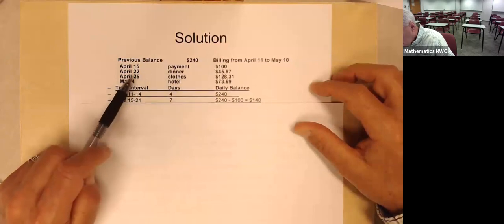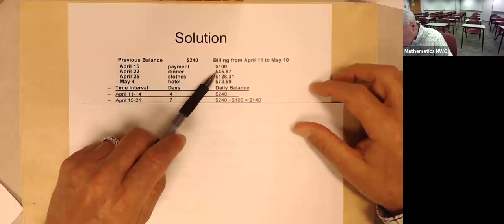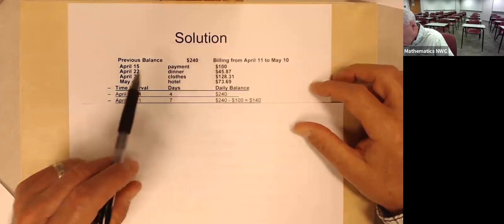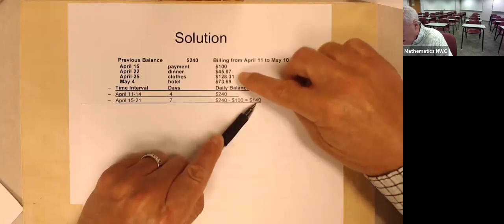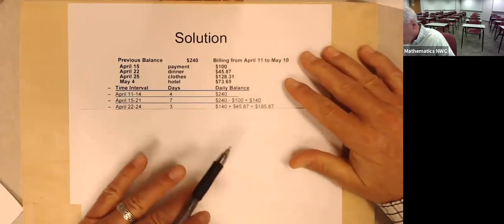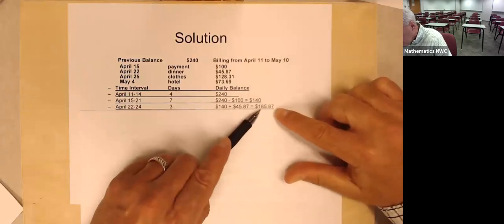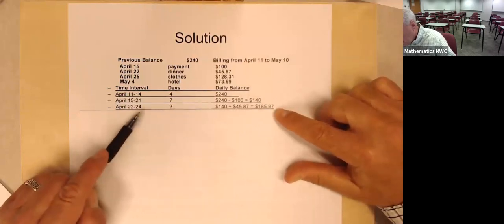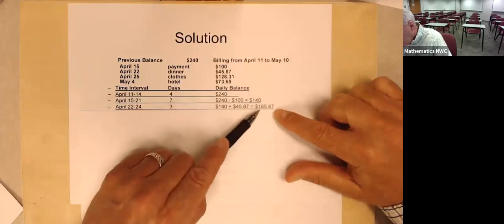But what happens on the 22nd? The next day, I borrowed $45, or I charged my credit card $45. That means this balance is going to be the $140 plus the $45. Notice that is what I put right here. So now my balance is $185. That occurred for these 3 days up until the 25th. So for 3 days, I owed $185.